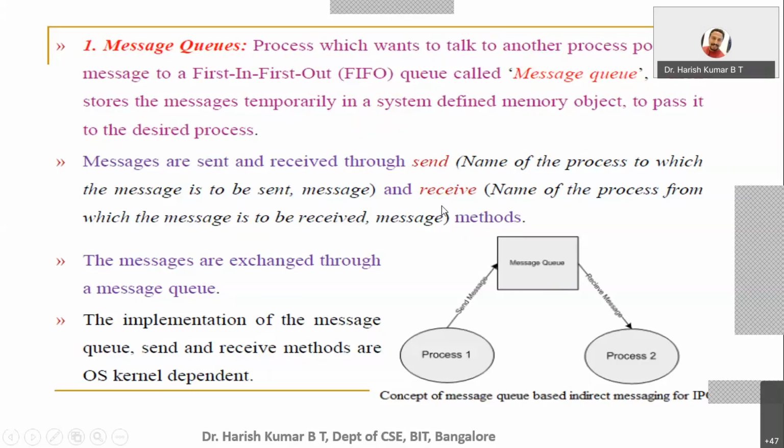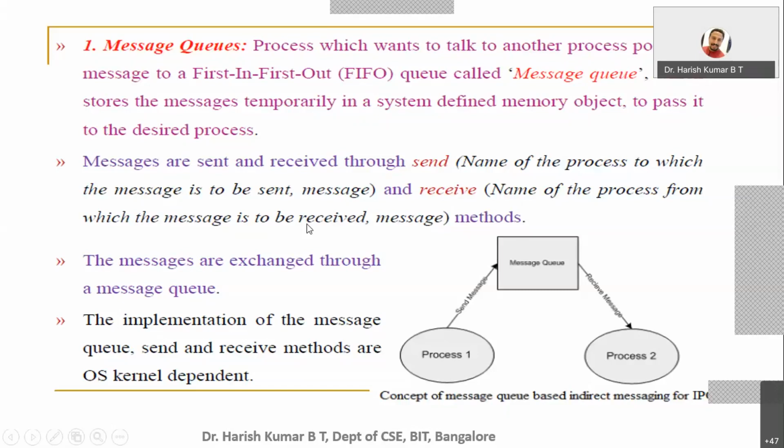And similarly, the process for which the message is intended will make a call to the primitive called receive, and it takes two parameters again. The first parameter is the name of the process from which the message is to be received. So the name of the process from whom the message is required, or the ID of the process from whom the message is required.